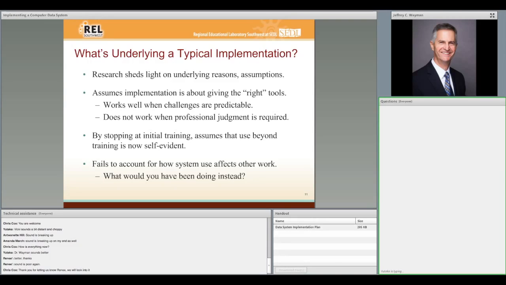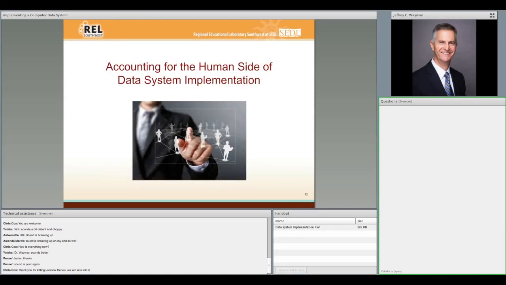So I want to use that as a springboard to move on to the part where we talk about the human side of data system implementation. Let's talk about the people. We've talked about all of the technical part, but what we are here to talk about today is how we can account for the people, the human side, the socially based part of implementation.